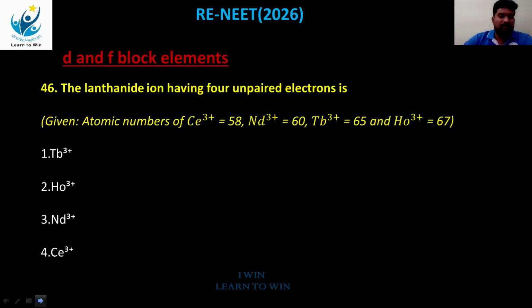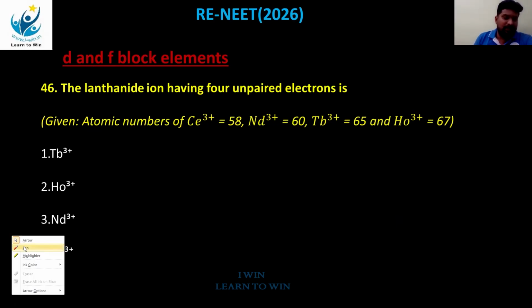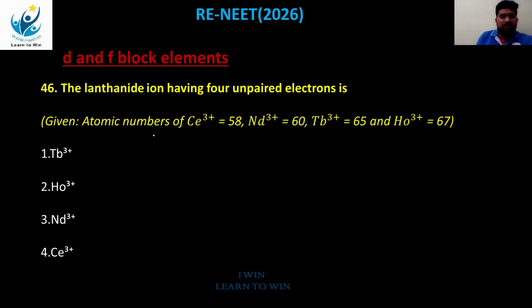My dear students, if you look at this particular question, it is directly asking about the lanthanide ion. Among all these lanthanide ions, which will have the 4 unpaired electrons? Now the question is, how do we find out the answer? It is very simple, my dear students. Let me try to give you the answer. Now look at the solution.